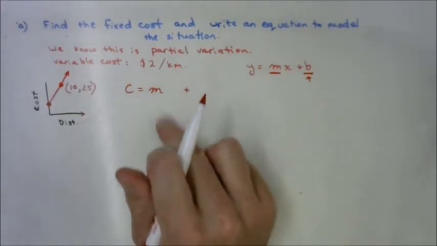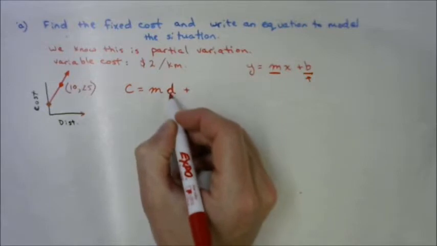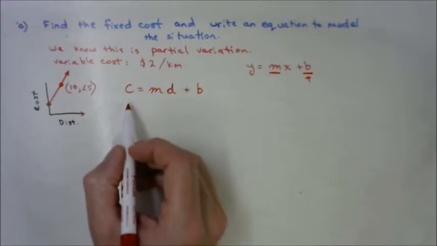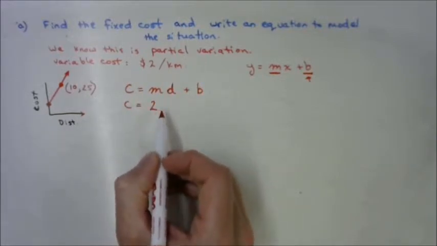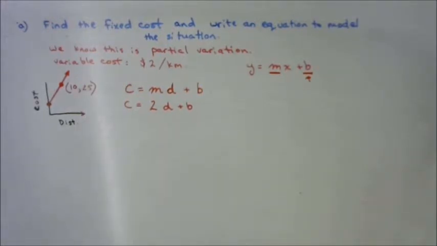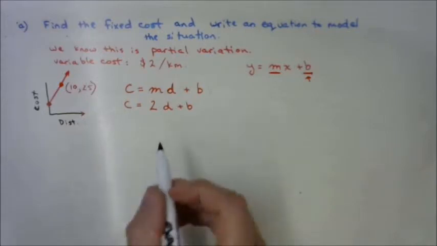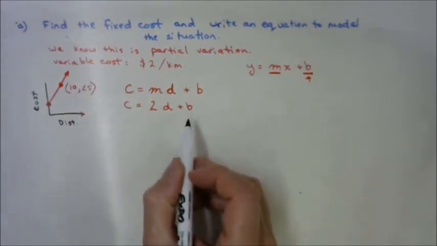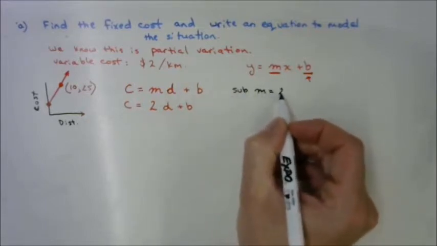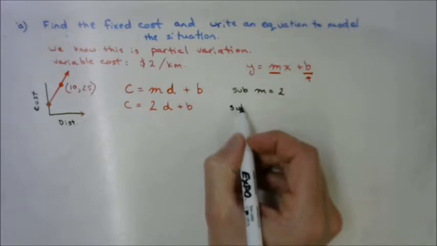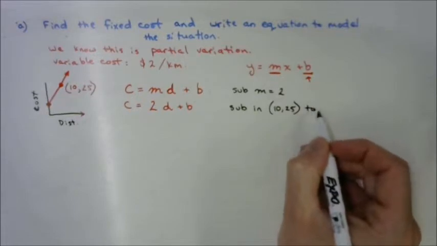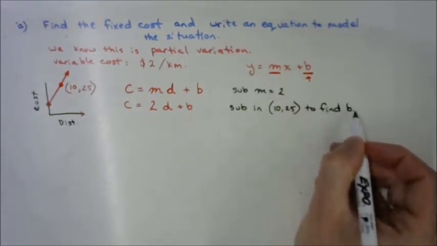I guess this is d actually, right? Did we do this before? Yep, we've done stuff like this before. And this is my initial value b. Now we already know that the slope is 2, but we also know that the point (10, 25) satisfies the equation. Okay, so let's write what we did. We sub m equals 2. And now we're going to sub in (10, 25) to find b.